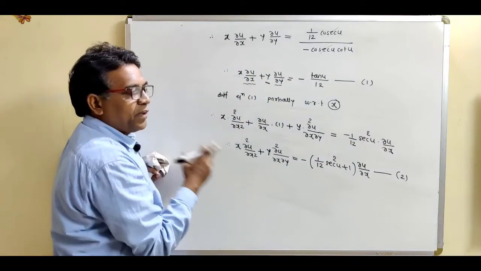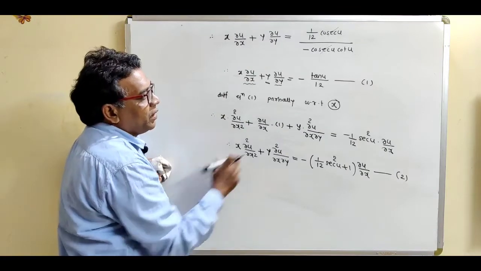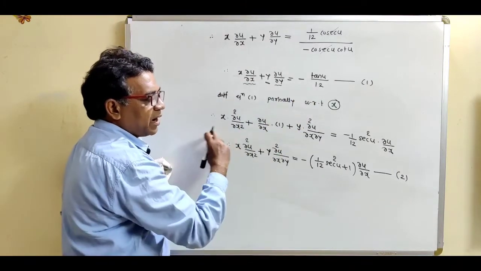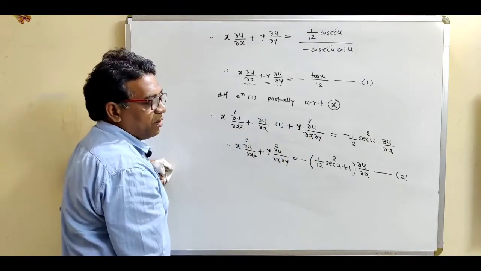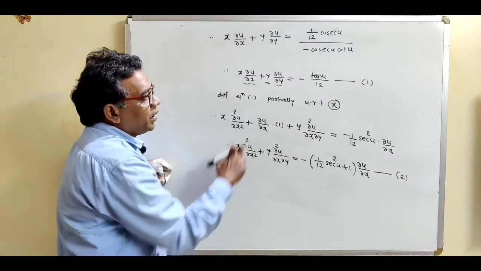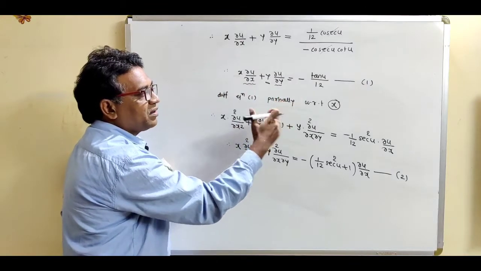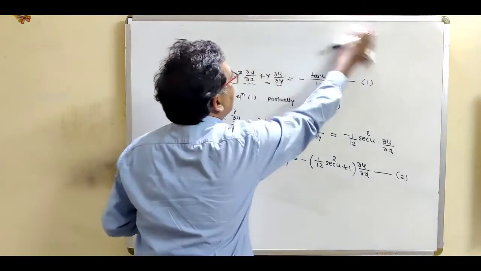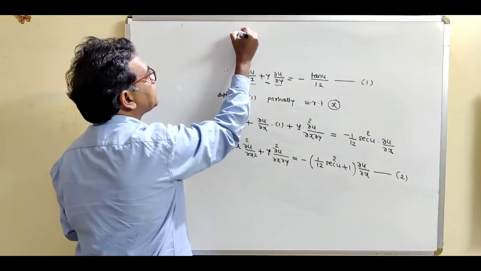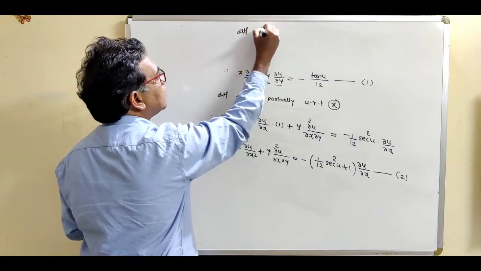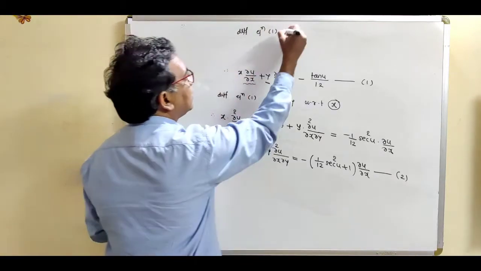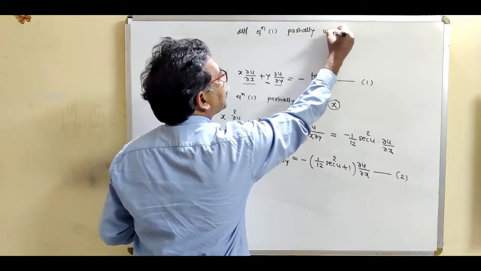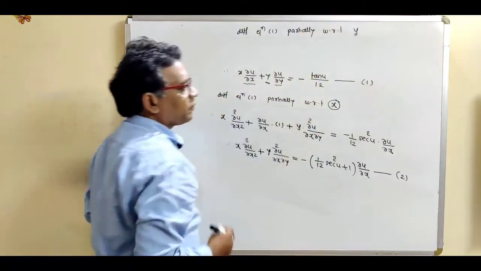So this is our step number 1. What is step number 1? Differentiating equation 1 partially with respect to x and get some equation. Now what is the second step? Differentiating equation 1 now partially with respect to y. So write down: differentiating equation 1 partially with respect to y.